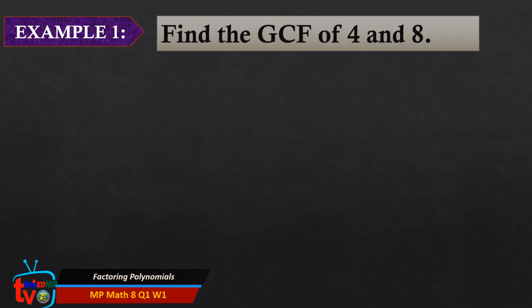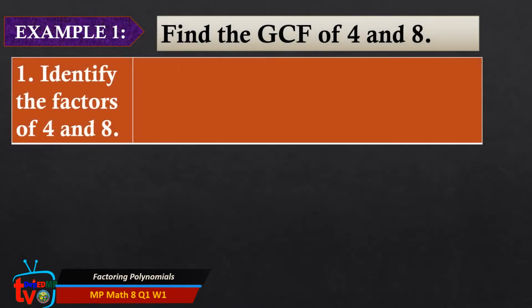Let's have examples. First, find the GCF of 4 and 8. To find the GCF of these two numbers, we are going to use the factor tree. Let us have the factors of 4. The factors are 2 and 2. Since 2 is a prime number, we are going to encircle these two factors.